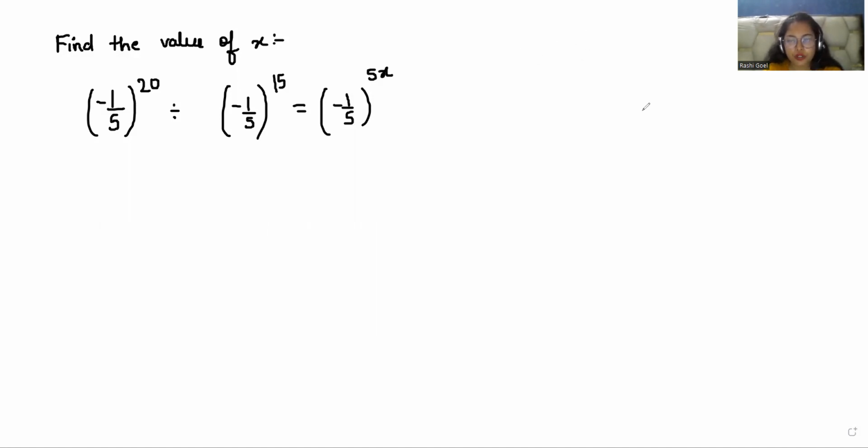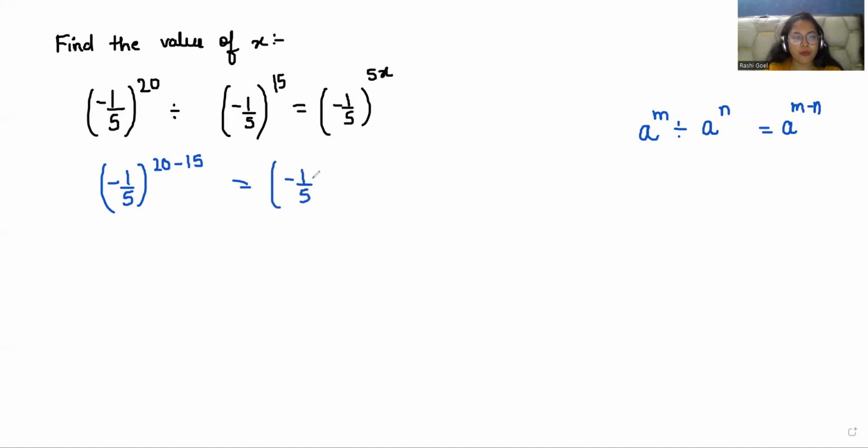As we know the quotient rule of exponents, that is a^m divided by a^n is equal to a^(m-n). So I'm going to use this rule on the LHS. So (-1/5) to the power, I can write 20 minus 15, is equal to (-1/5)^(5x). So (-1/5)^5 is equal to (-1/5)^(5x).